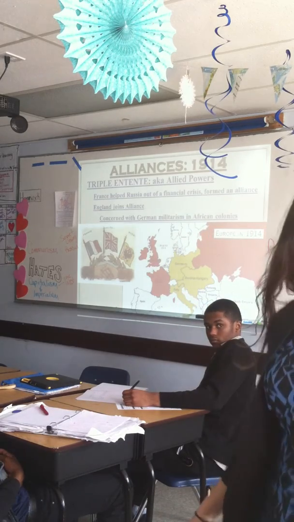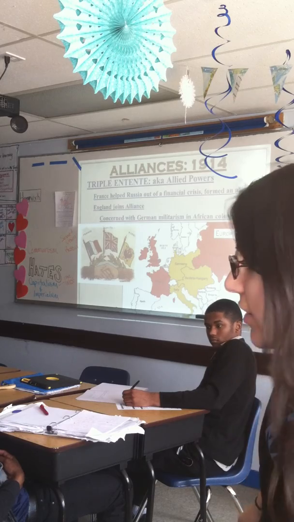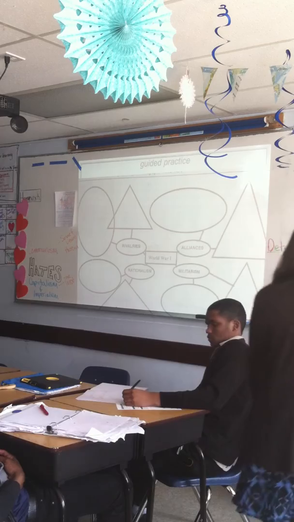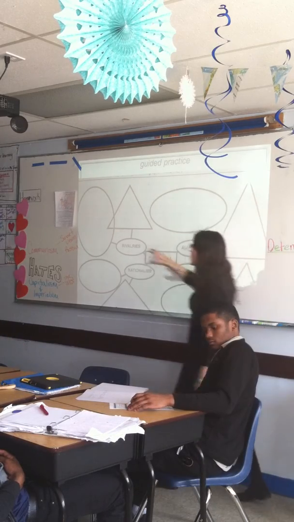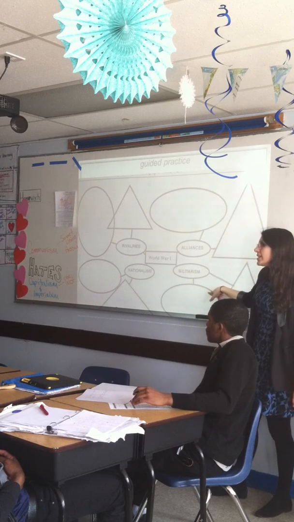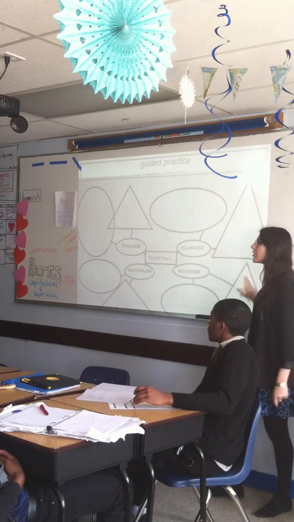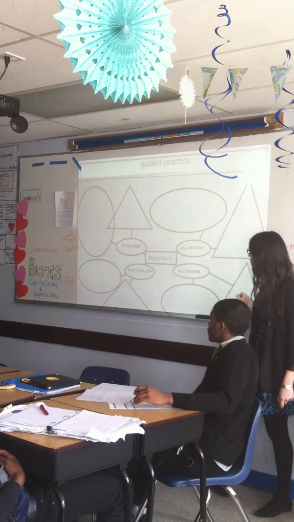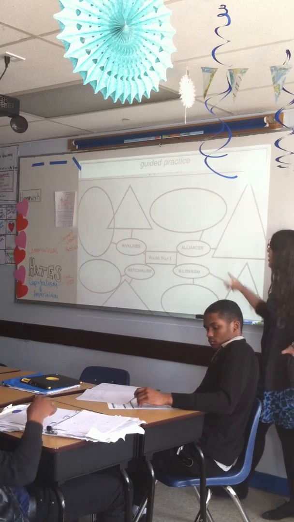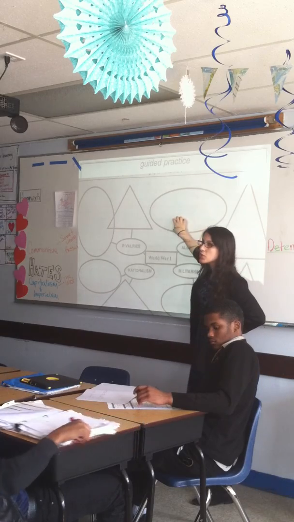Alright, guided practice. On the bottom of your worksheet you have all of those shapes, circles, triangles, squares. I'll assign you one of these 4 factors. In the circle, you're going to define the factor, and in the triangle, you're going to tell us how it led to war. So, militarism, what is it? How did militarism lead to war? Alliances, what were the 2 alliances?